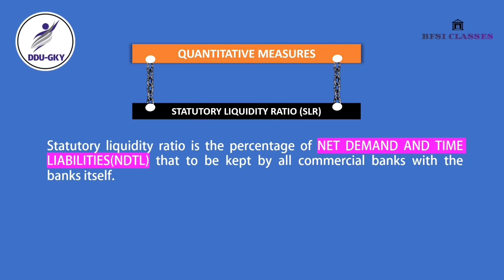Statutory liquidity ratio. Statutory liquidity ratio is a percentage of net demand and time liabilities that is to be kept by all commercial banks with the banks themselves. Just like CRR, when there is inflation, SLR increases, and when there is deflation, SLR decreases.